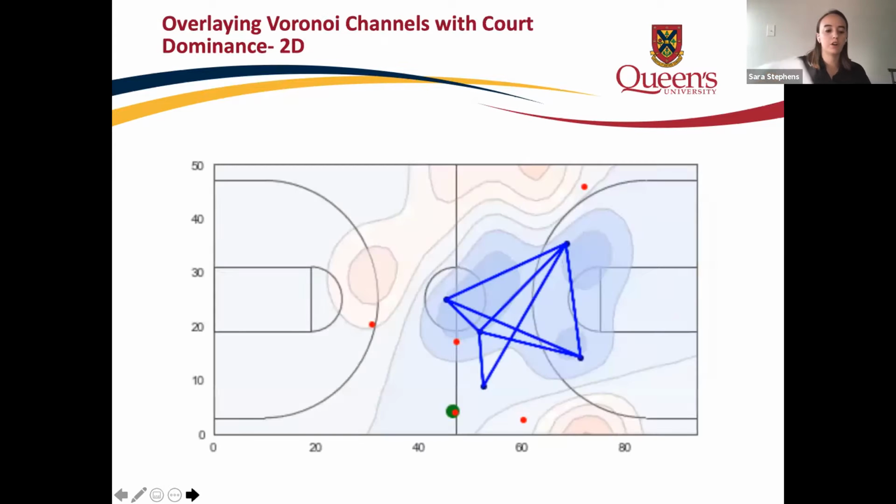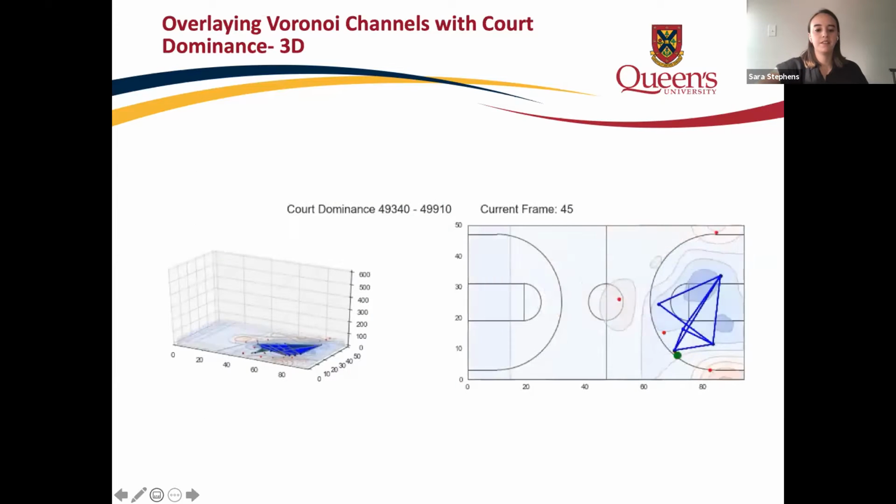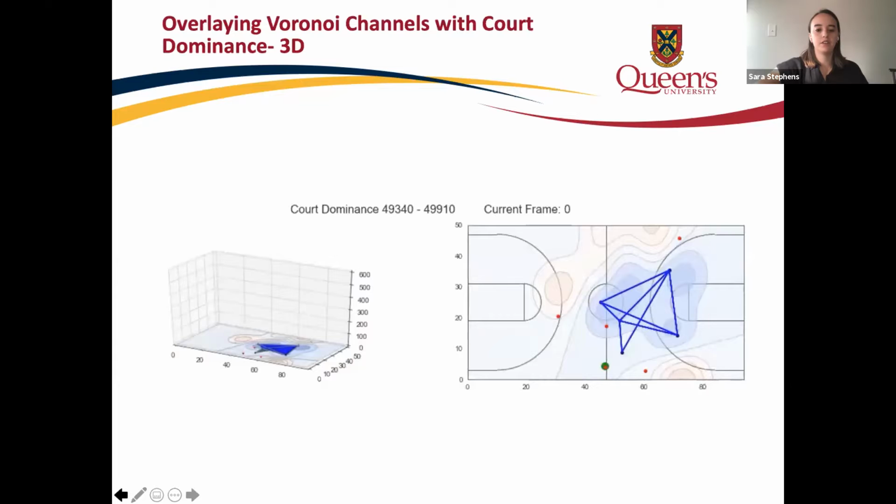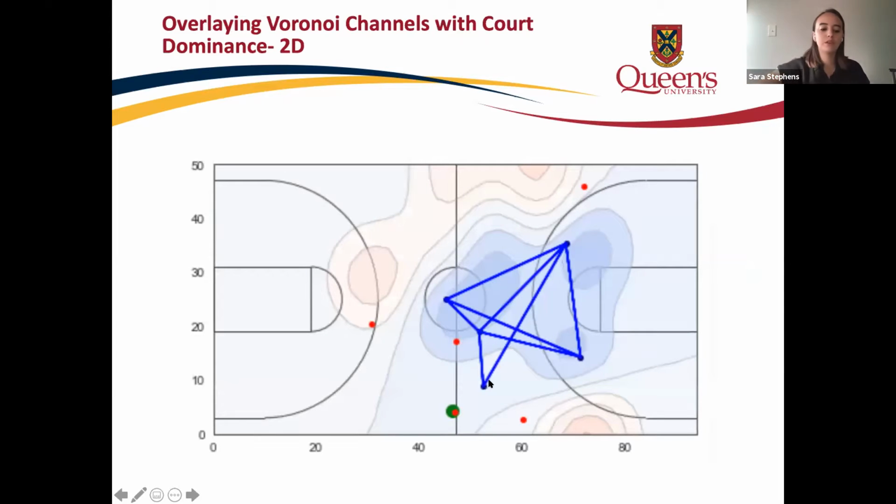So we took this model and overlaid it with the Voronoi channels model. The channels were created exactly in the same way as the very first channels that we saw, and this is overlaid onto the dominance model. This particular model that I'm going to show in 3D in a second only shows Voronoi channels for the offensive team, the blue, because I found it easier to look at only one team at a time. So we just have the Bulls' Voronoi passing channels overlaid onto the court dominance of both teams.